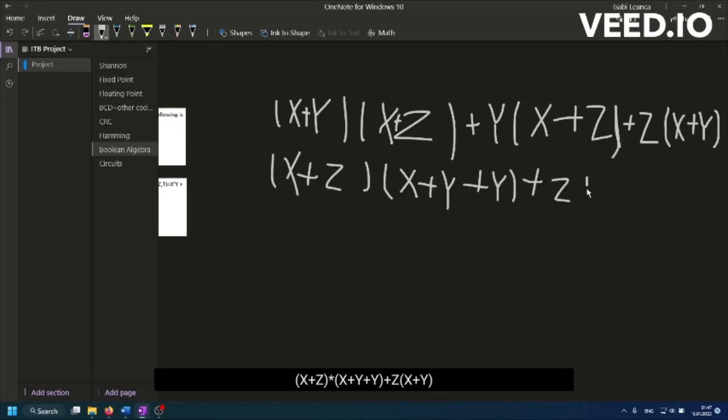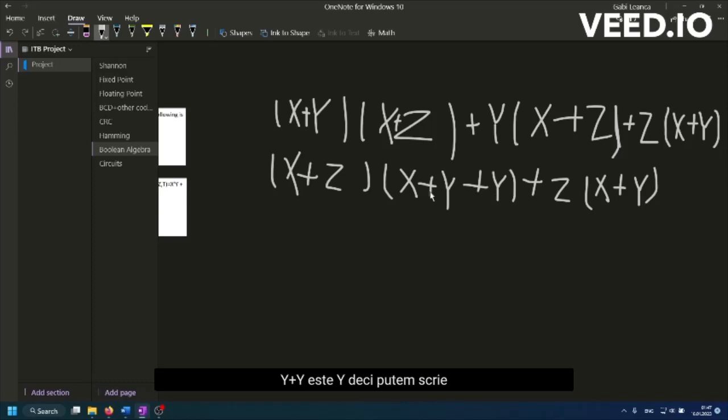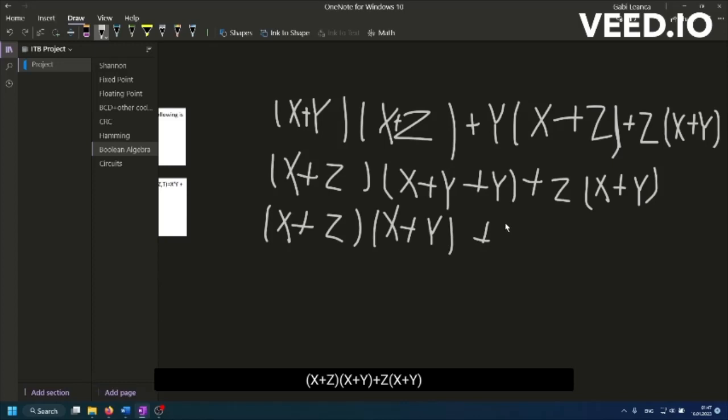And then multiplied with x plus y is left outside the parentheses. So y plus y is just y. So you can write (x plus z)(x plus y) plus z (x plus y). We notice that the next common factor is x plus y.